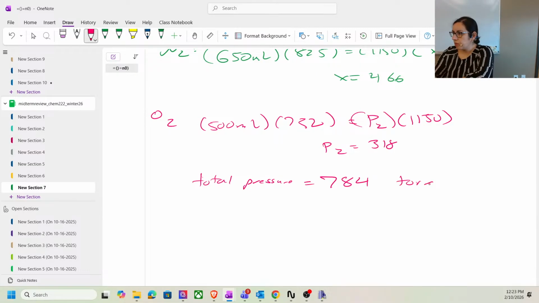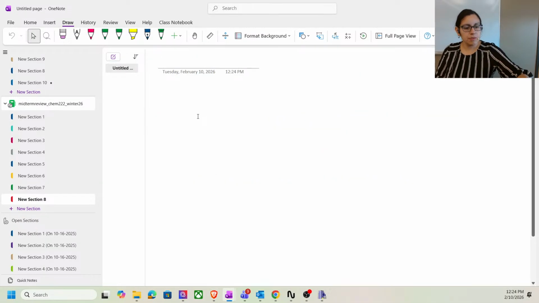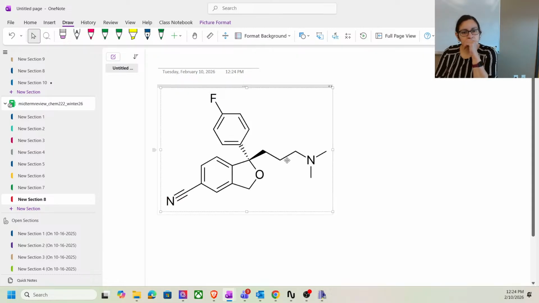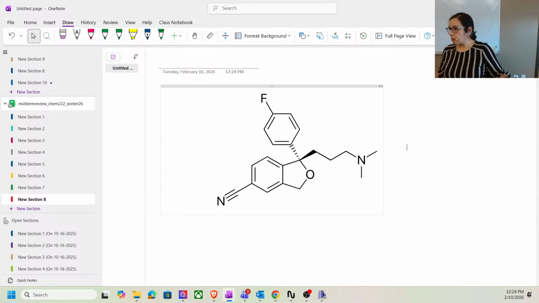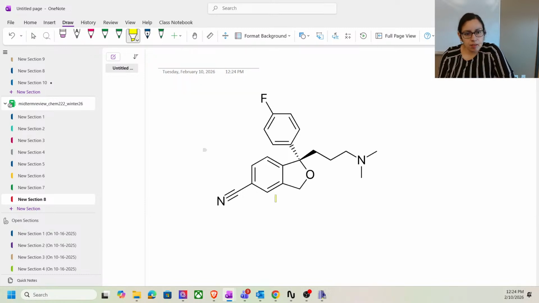Questions about that one? Hopefully we feel a little better about those. Let's try a different type of problem. So now let's look at this drug. And so let's identify our hybridization at those highlighted ones there.